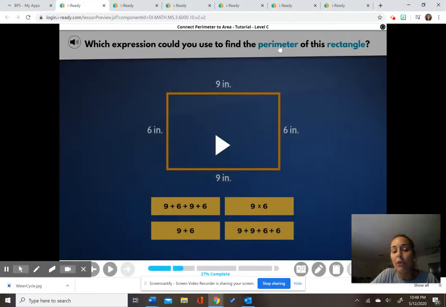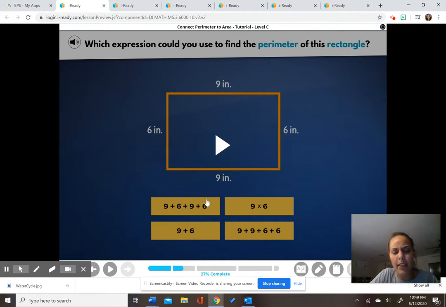Okay, so the perimeter of the rectangle. I like this one because it's a little tricky. If you're thinking about area, you might want to multiply 9 times 6, but that's not what it's asking. It's asking for the perimeter. Perimeter, you add them up. It's not enough just to add 9 plus 6. I have to add up all of the sides. So in this case, 9 plus 6 plus 9 plus 6, or 9 plus 9 plus 6 plus 6.